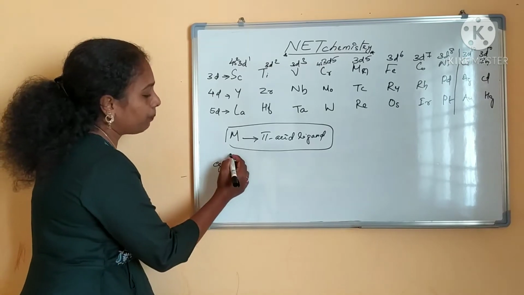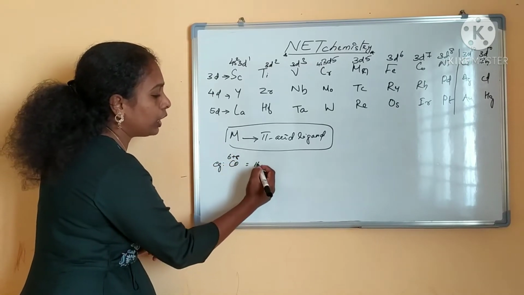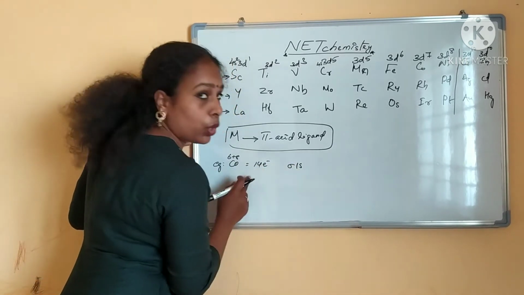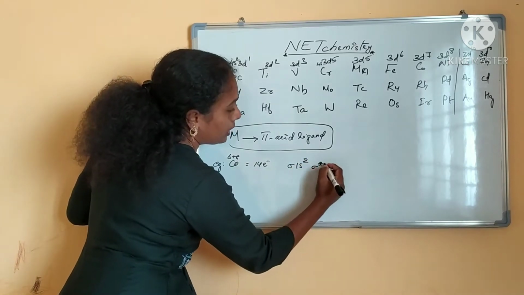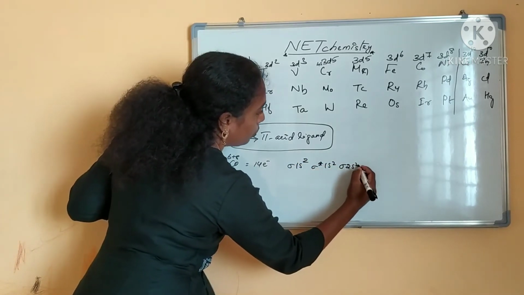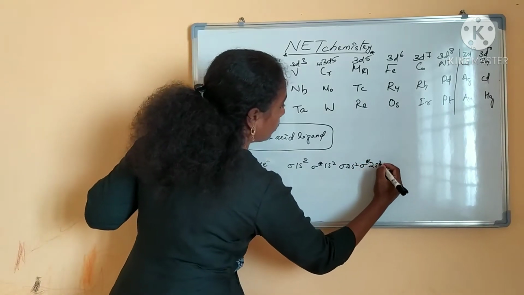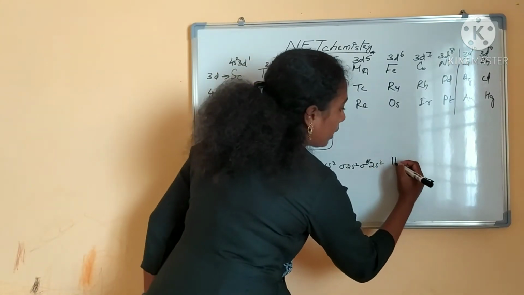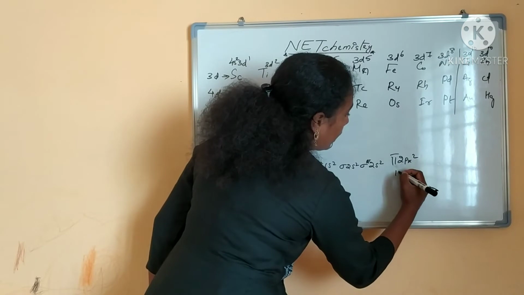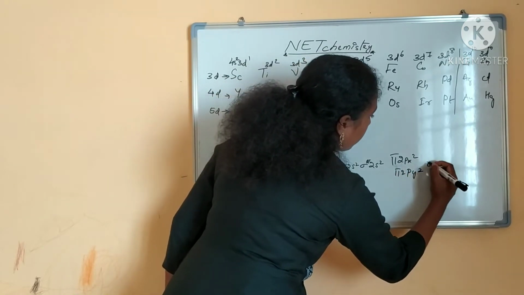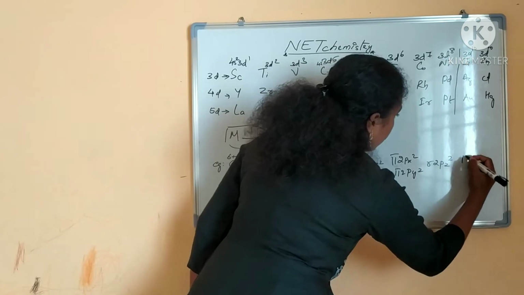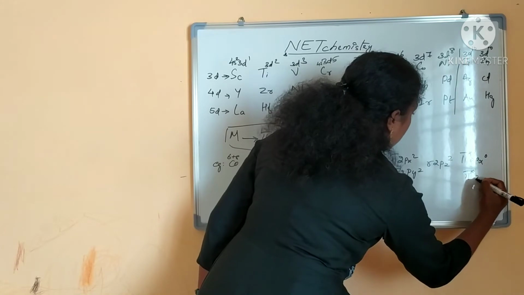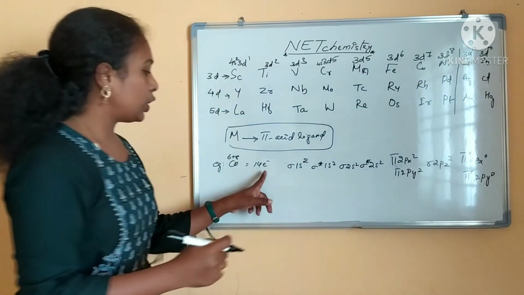Carbonyl means 6 plus 8 electrons, 14 electrons are there. What is the electronic configuration of this? For this molecule I am writing sigma 1s2, sigma star 1s2, sigma 2s2, sigma star 2s2. Up to 14 electrons, you have to first fill the pi orbitals: pi 2px2, pi 2py2. Then it will be sigma 2pz2. Then after that pi star 2px 0, pi star 2py 0. This is the electronic configuration of CO.